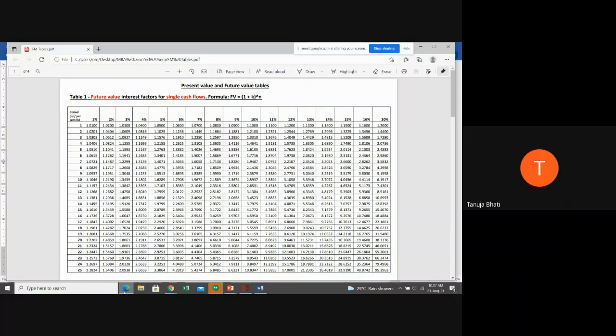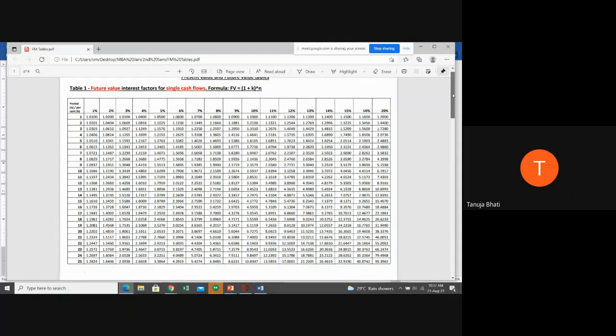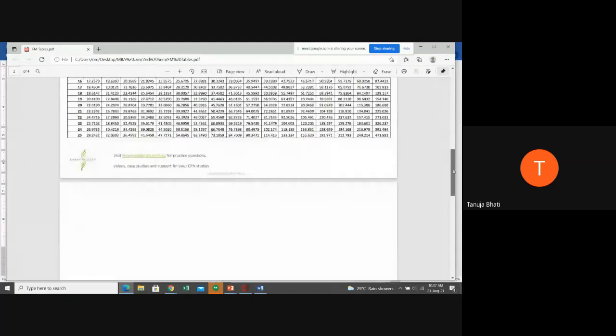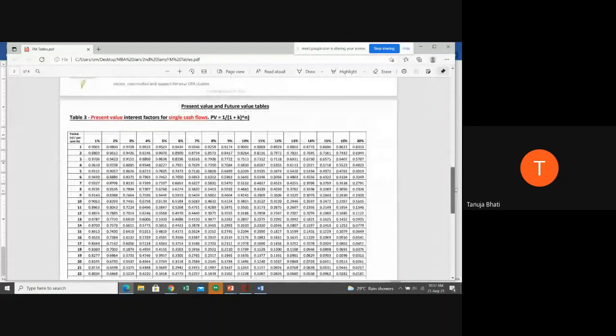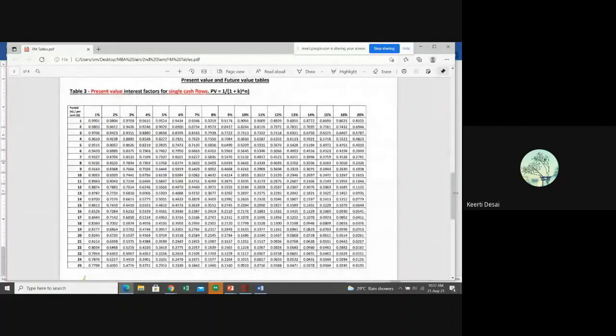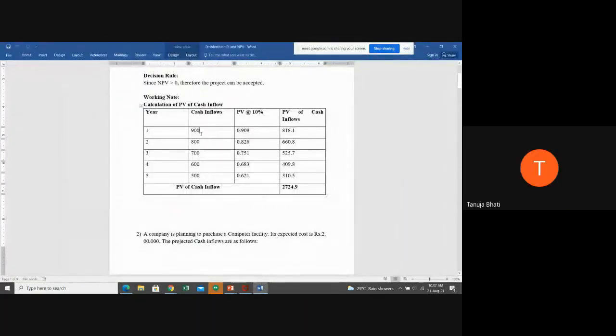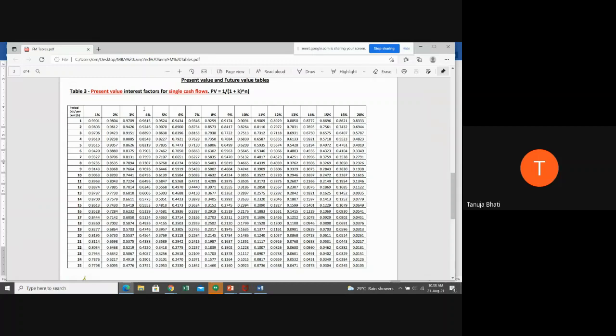So, this is the table. I will go to the table number. Which table number, students? Again, I'm repeating, which table number will I go to? Who said 3, who said 4? Table number 4, who said 4? Me, ma'am. It is a single cash flow. See, this is for year one. It is only one single inflow that you're getting. So when it is a single cash flow, you have to use table number 3.